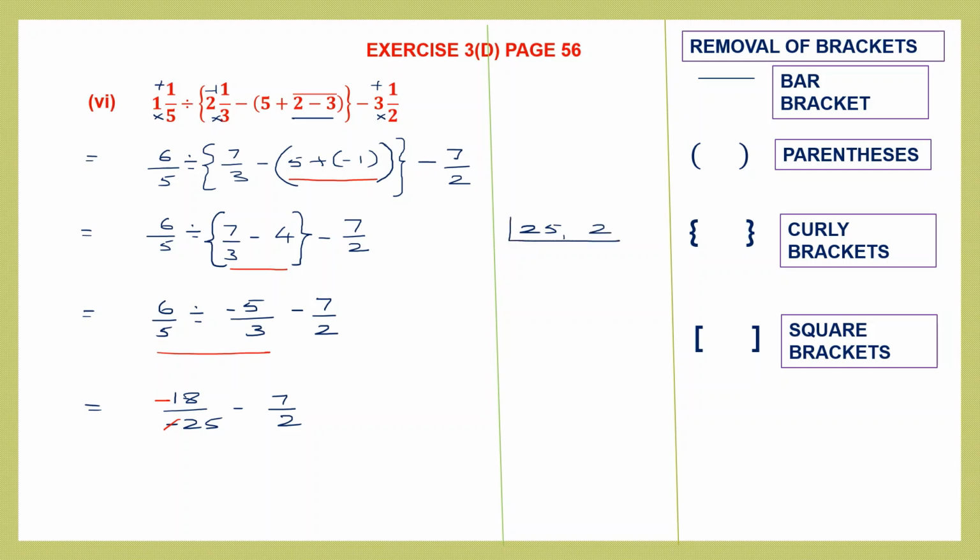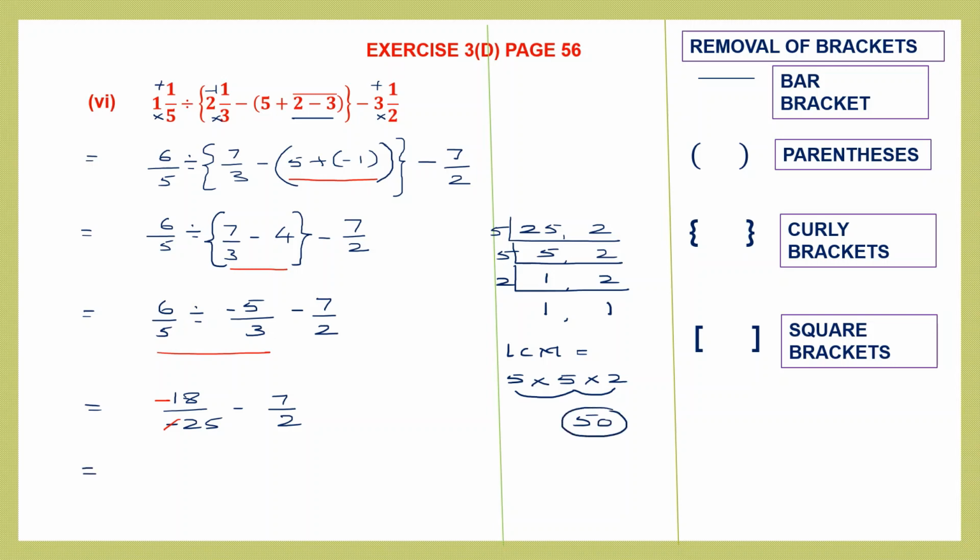We can begin with 5. 5 fives are 25 and we bring down 2. Continue with 5 again. 5 ones are 5 and bring down 2. Now we'll continue with 2. We bring down 1 and 2 ones are 2. So what is the LCM? LCM is 5 into 5 into 2. 5 fives are 25, 25 twos are 50. So the LCM is 50 and we're going to use that as the common denominator here. So here we have 50.